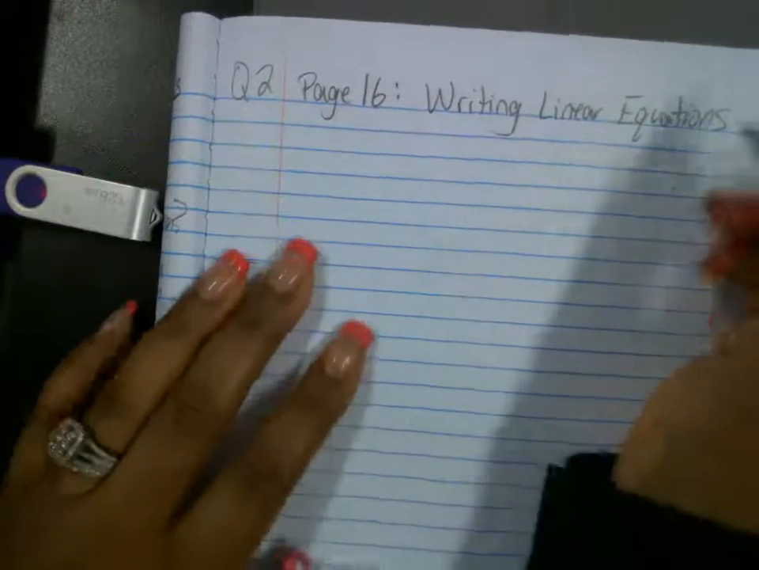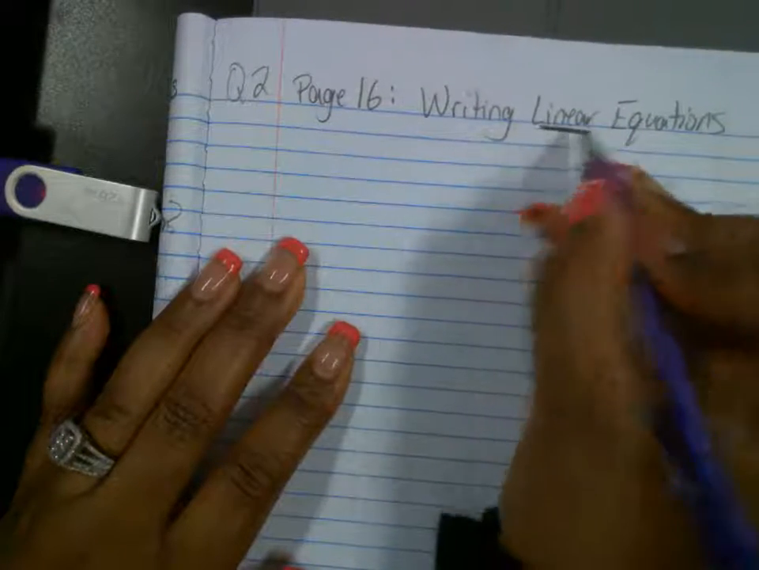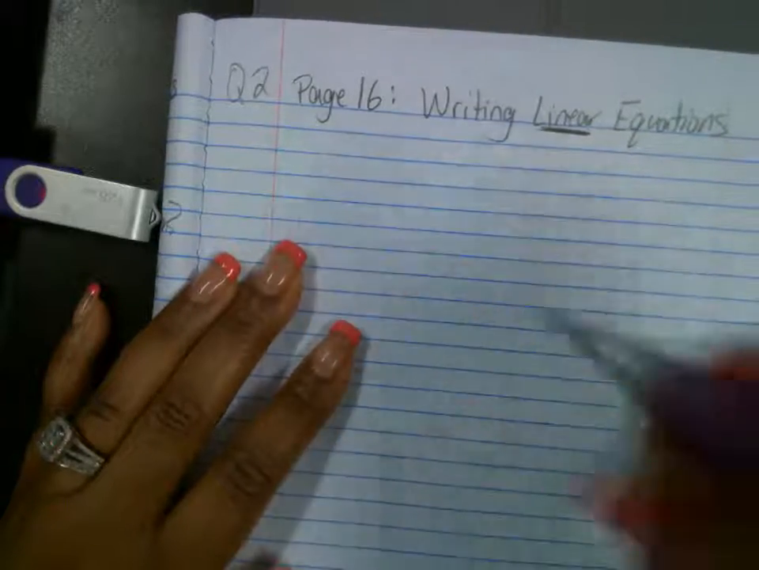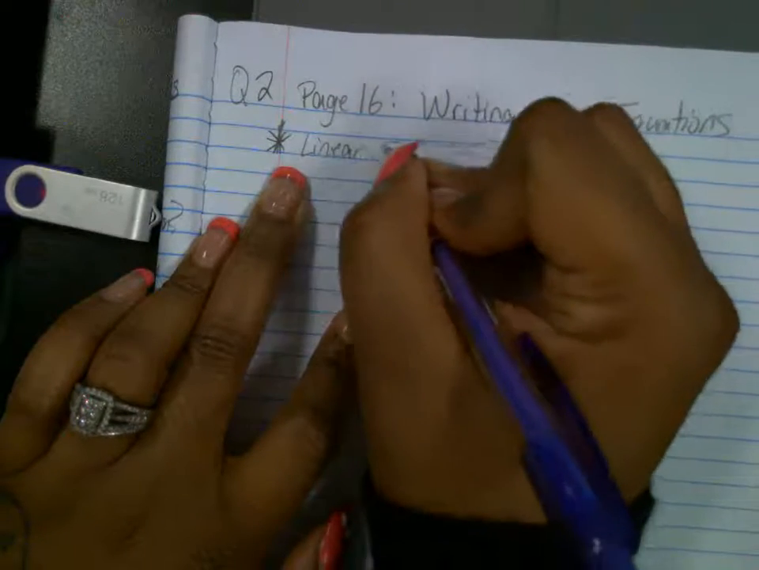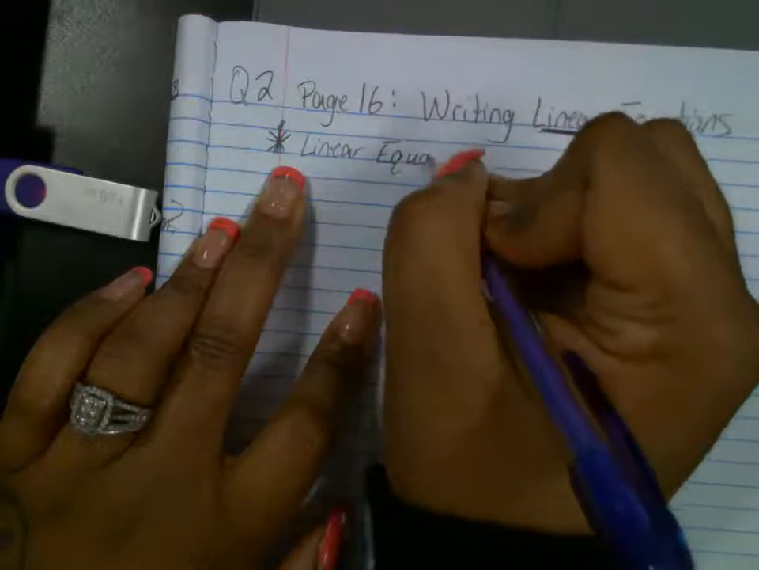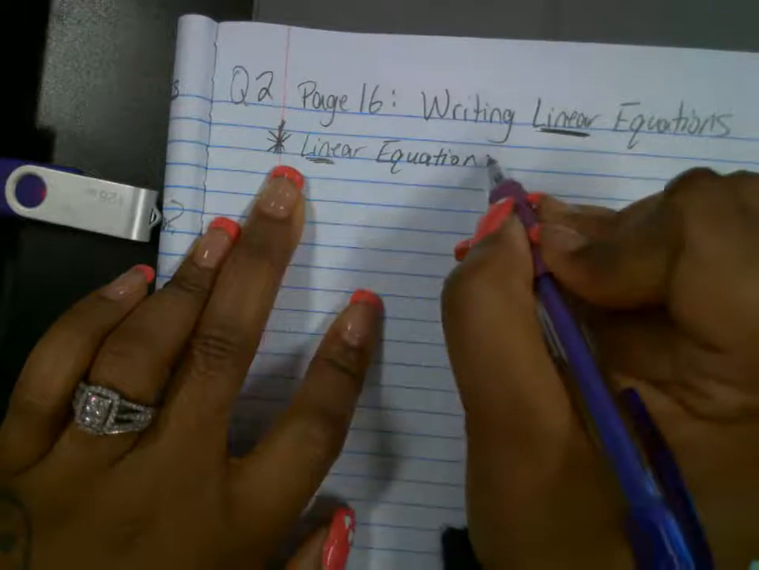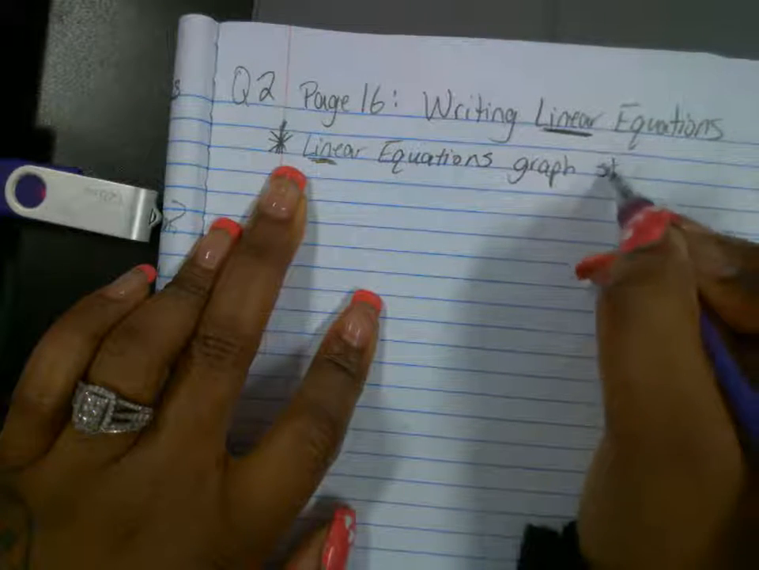All right, so writing a linear equation. Do not forget linear equations are equations that graph straight lines. All of these equations graph straight lines. So this is something to remember. Put a star. Linear equations. The smaller word in linear is line. Linear equations graph straight lines, okay?